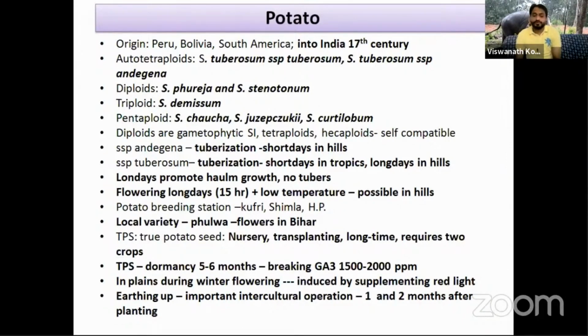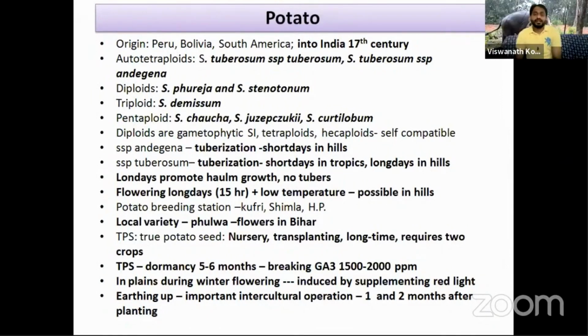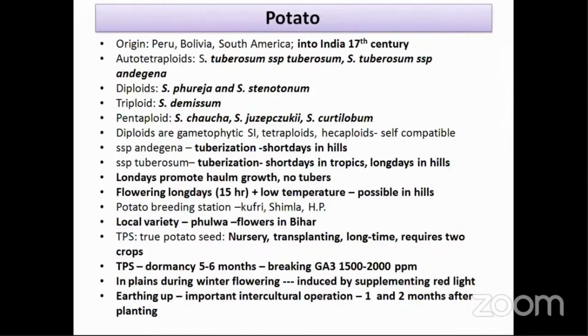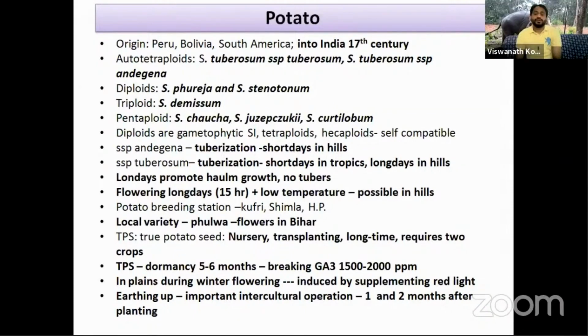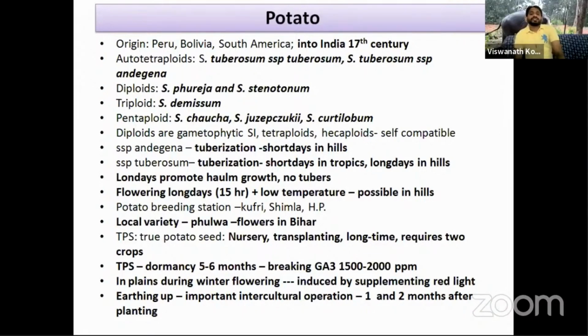Hulm means the above ground portion. The above ground portion grows very well in long day conditions, but it will not produce any tubers. For tuber production, the subspecies Tuberosum requires short day conditions. For flowering, it requires long day conditions and low temperature. So the potato breeding station is located in Kufri in Himachal Pradesh, because in summer season there will be long days, at the same time low temperature. So the potato flowers in those conditions, long day plus low temperature. So the potato breeding station in India is located in Kufri, Himachal Pradesh.